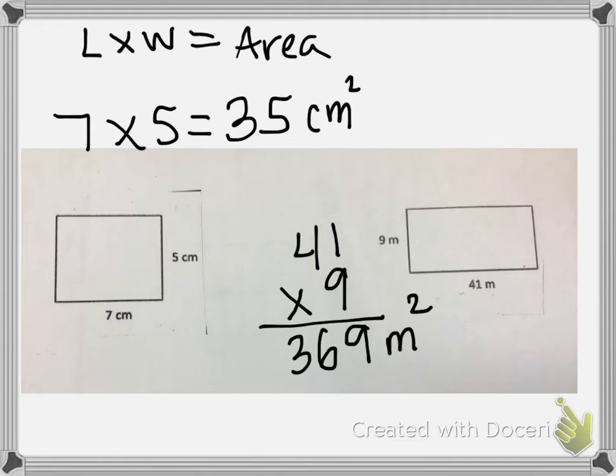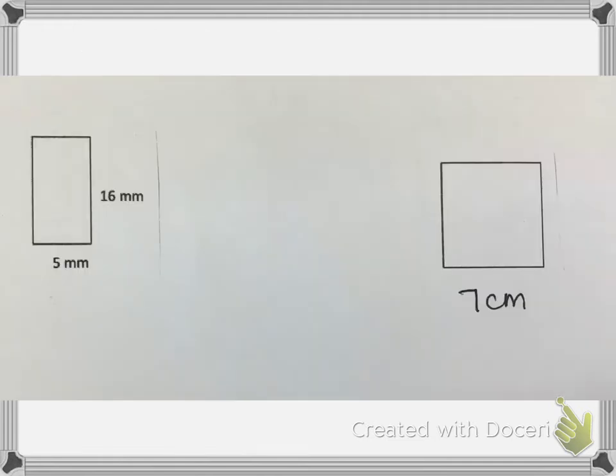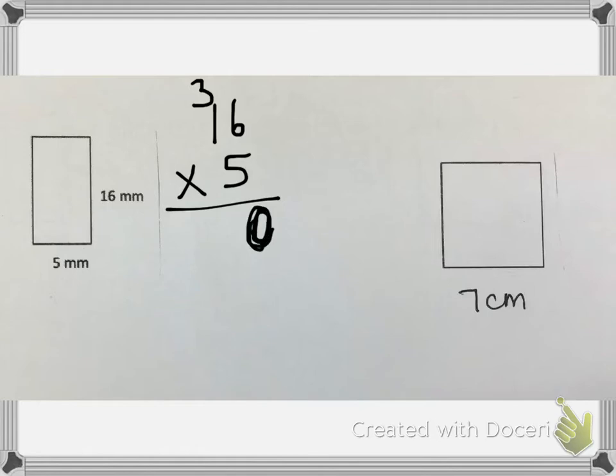In our next example, we can see that 16 is our length times 5 as our width. And 5 times 6 is 30. Oh, my 0 is a little sloppy. Let me make it look better there. Okay. And then 5 times 1 plus the 3, that gives us 8. So we have 80 millimeters squared to get our area for that.